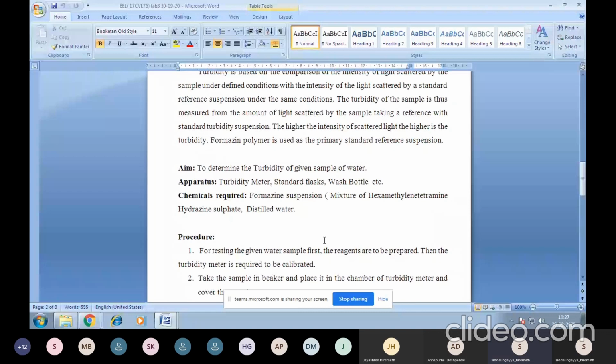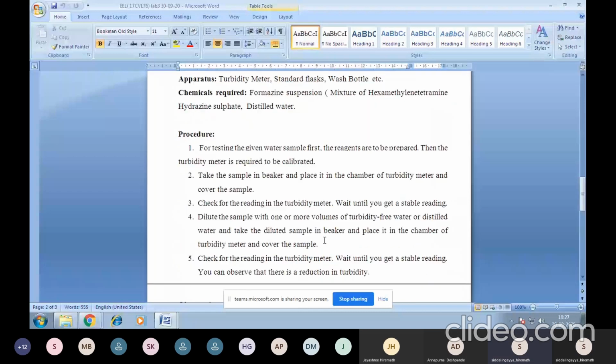Now, come to the procedure. For testing the given water sample for turbidity, first the reagents are to be prepared. Then the turbidity meter is required to be calibrated. So now you can see the calibration in the video related to the conduction of this particular experiment. Now, take the sample in a beaker, place it in the chamber of the turbidity meter and cover the sample. Check for the reading in the turbidity meter. Wait until you get a stable reading.